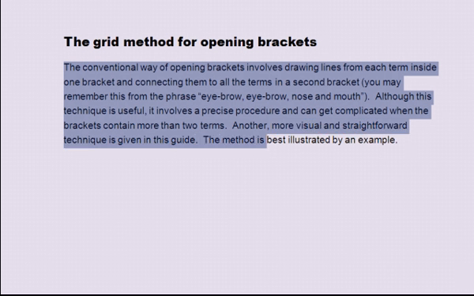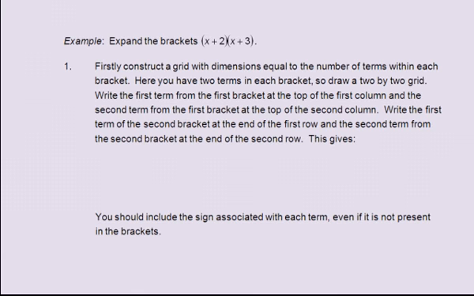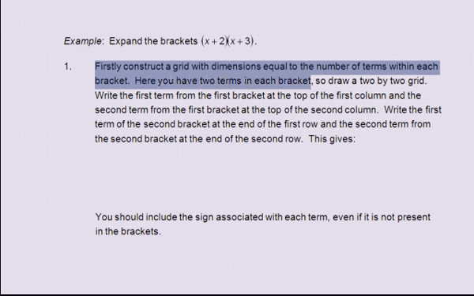The method is best illustrated by an example. Here's an example. Expand the brackets x plus 2 multiplied by x plus 3. Step 1. Firstly, construct a grid with dimensions equal to the number of terms within each bracket. Here you have two terms in each bracket, so draw a 2 by 2 grid.